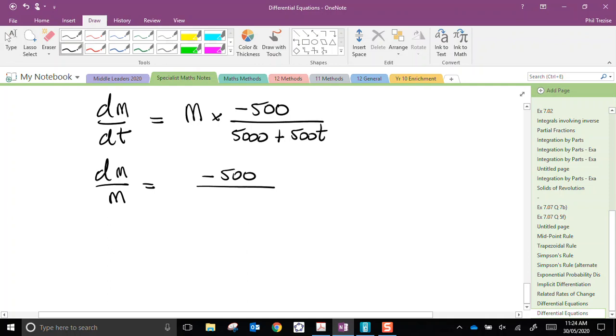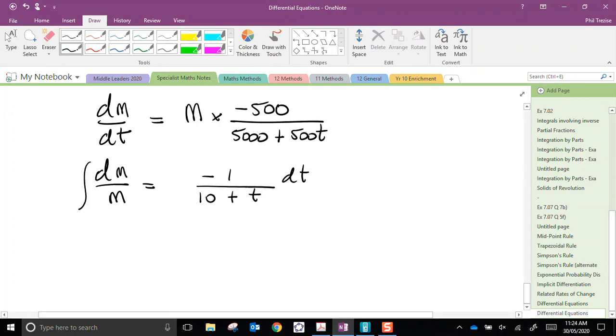well, do I really need to have all those 500s there? I'm just asking myself this question. If I divided every term in this ratio by 500, I would end up with negative 1 over 10 plus t. Wouldn't that be a little bit more easy to work with? And of course I'd still have to transpose my dt, wouldn't I? It's a lot easier than all those 500s.